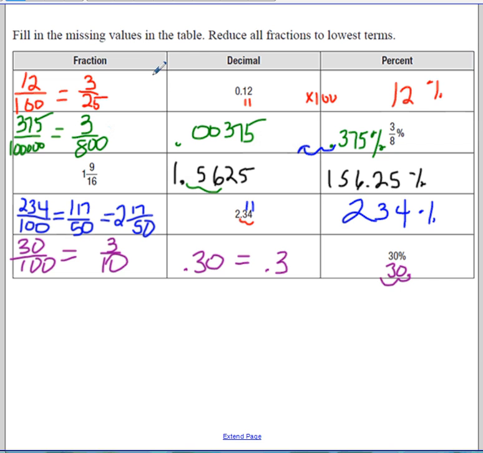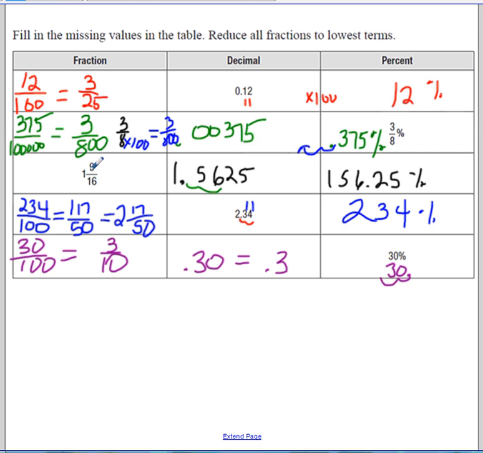Remember, percent means out of 100, and so what we did is we took our 3/8 that was a percent and just multiplied that denominator by that 100 because it was out of 100, and out of would be part of the denominator to get that 3 out of 800.